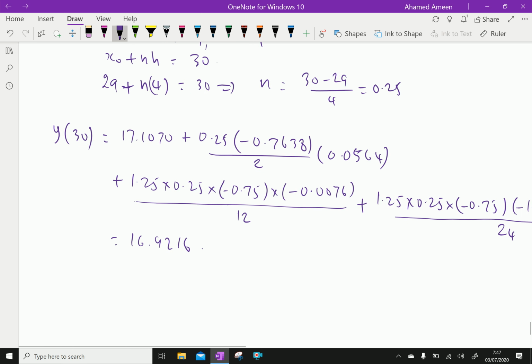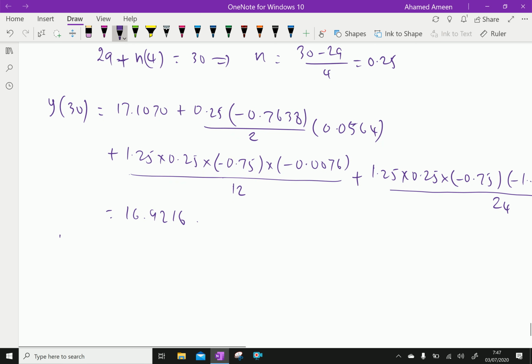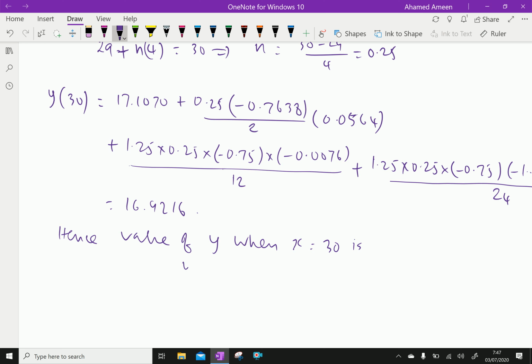Now by using a calculator we get the final value 16.9216. Hence, the value of y when x equals 30 is y equals 16.9216.